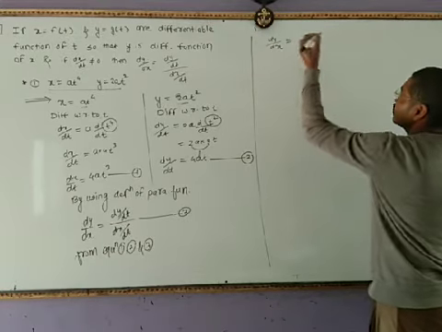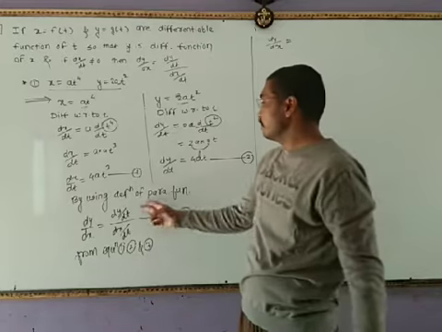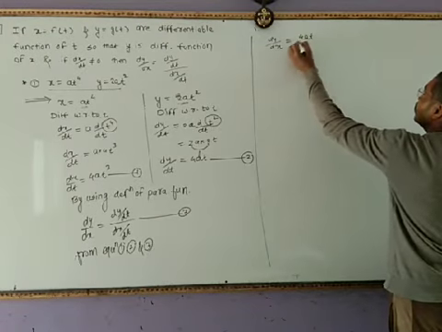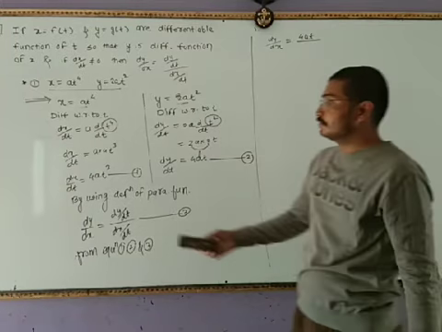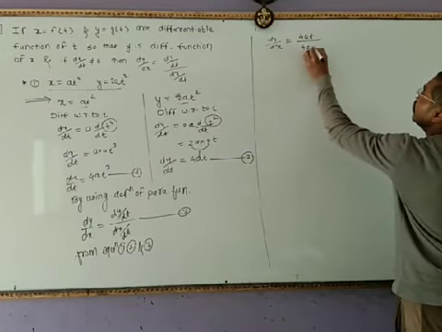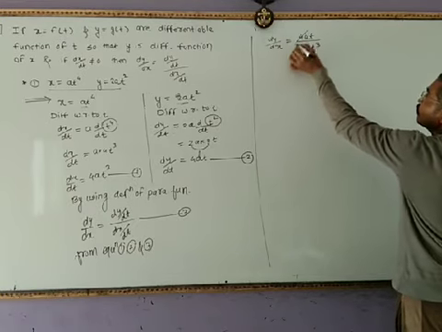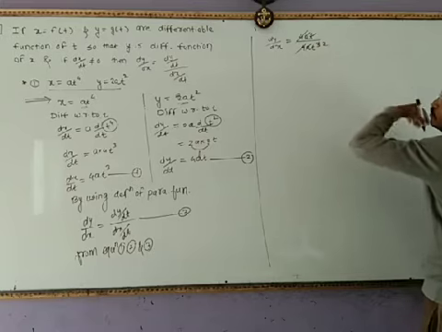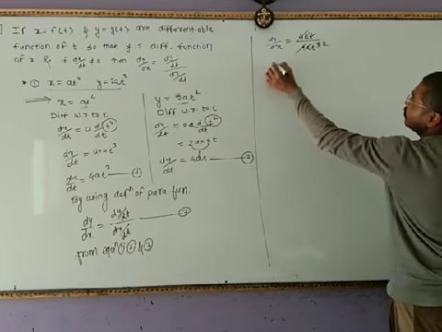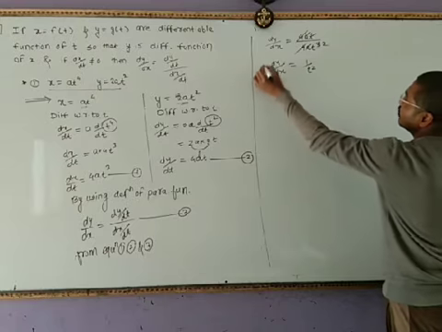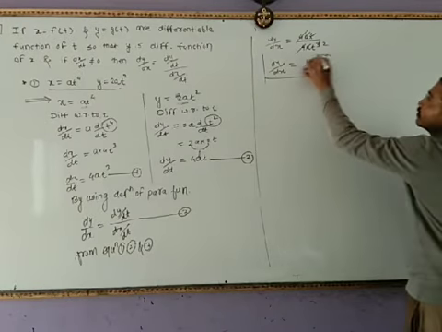dy by dx is the value of dy by dt, 4at, upon the value of dx by dt, 4a t cube. So this 4 cancels, a cancels, and this t and this t cube also cancel. So dy by dx is equal to 1 upon t square. It is the required derivative.